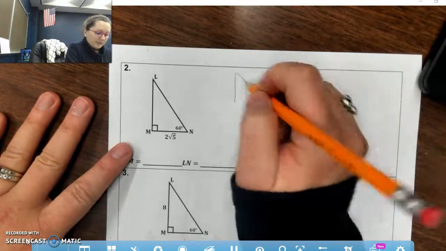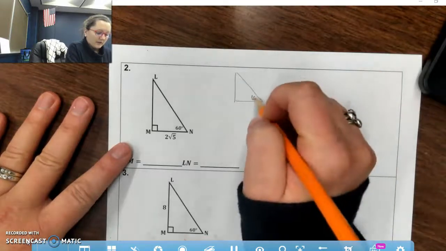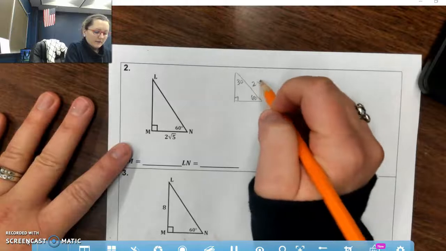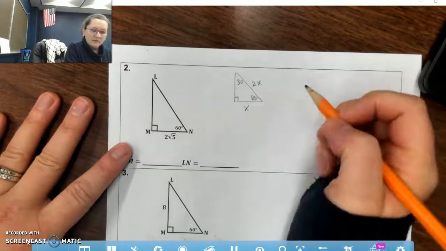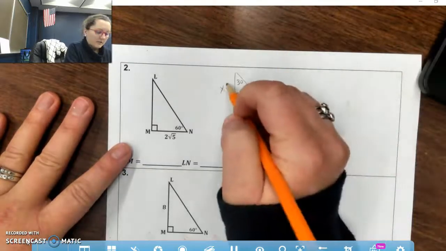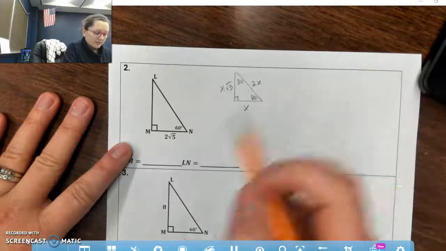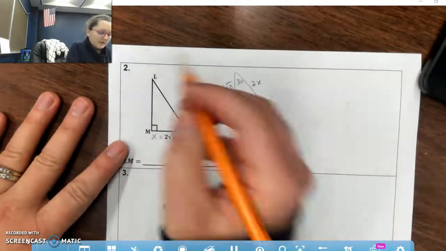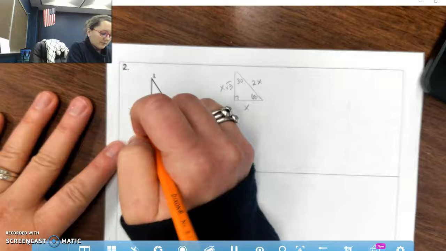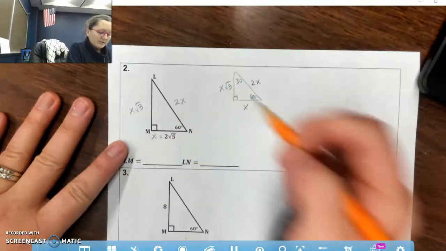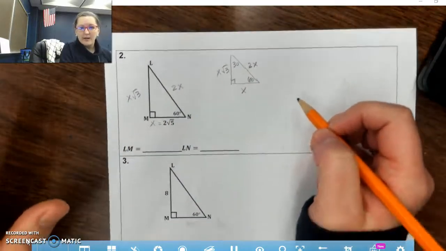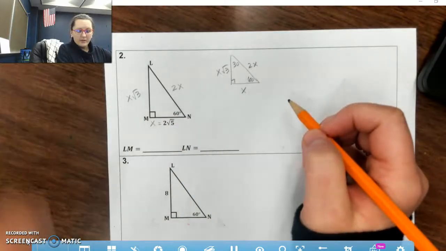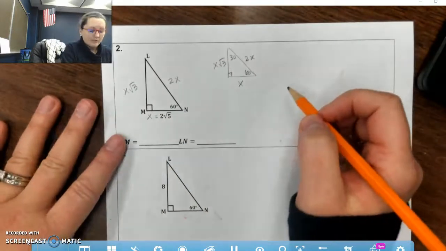All right, let me think about my triangle again. 60, 30, 90. So I have 2x for my hypotenuse, x for my short side, x root 3 for my long side. So let's plug that in. This is my short side, it's x. My long side is x root 3, and my hypotenuse is 2x. All the time, that's the pattern. It never changes, right? Your triangle might flip and turn, but the pattern never changes.